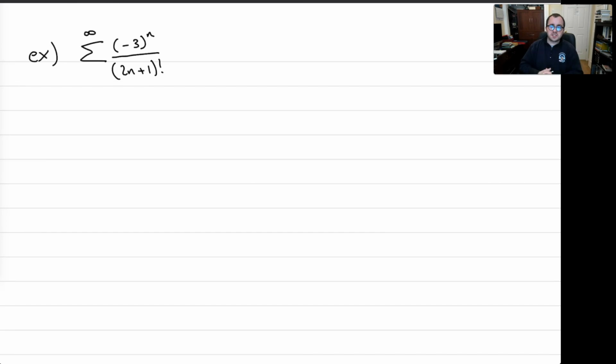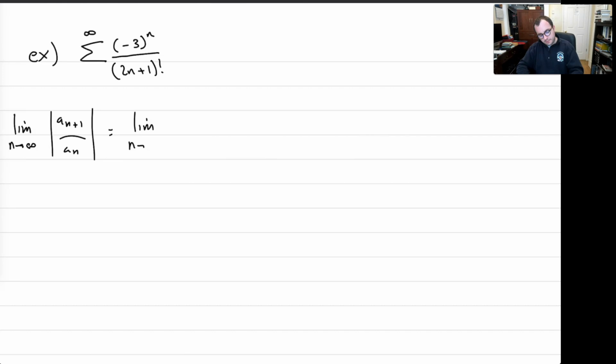Our next example is going to be another combination of exponential, negative 3 to the n, and factorial, 2n plus 1 factorial. Do note that the 2n plus 1 is what's being factorialed, so we have to be careful with parentheses when we're evaluating these. Because it has exponentials and factorials, I know that I'm probably going to want to use the ratio test and evaluate the limit of absolute ratios. So let's do that now.